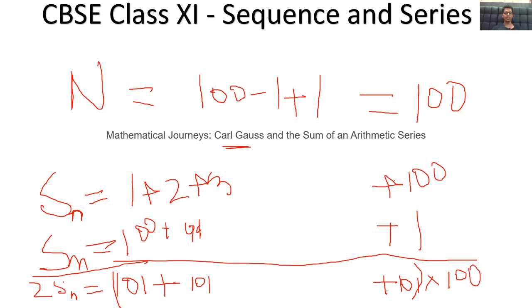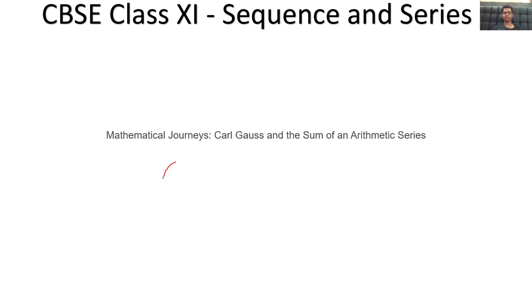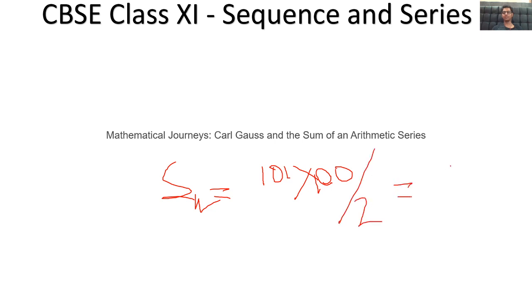However, we need to find only Sn, that is the sum of the first natural numbers. 2Sn is going to be 101, 100 times, so Sn is going to be 101 into 100 by 2. It's going to be 5050.